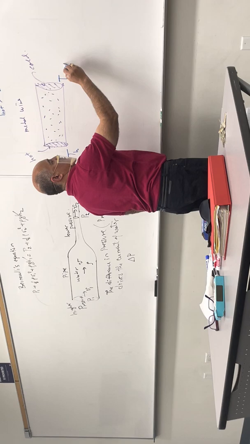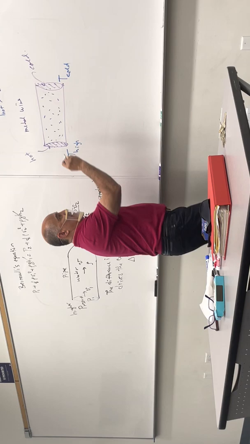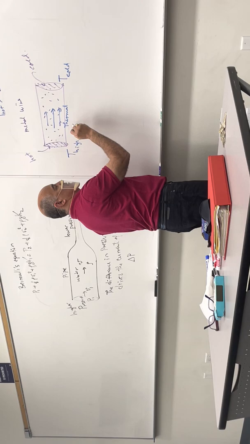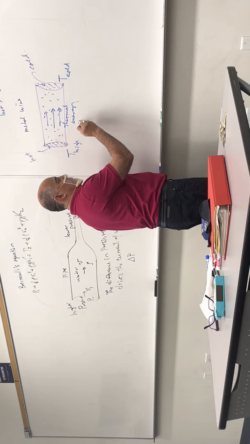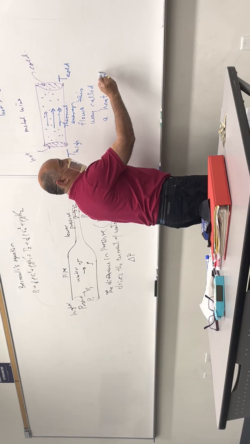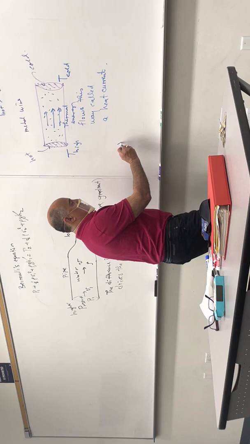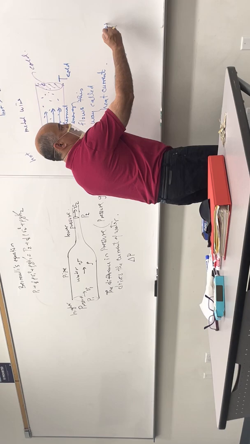Now, what happens if you have a temperature gradient? Then thermal energy is going to flow. So now it's going to be thermal energy flowing this way, from hot to cold. So you have a heat energy current. So what do you need? A temperature gradient. That is a different temperature at different positions.